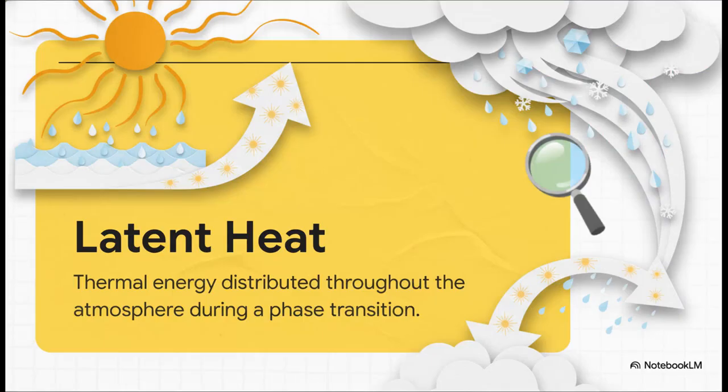Now here's where it gets really interesting. How do we actually label that energy? We call it latent heat. Latent heat is simply the thermal energy distributed throughout the atmosphere during a phase transition. You see, this entire hydrologic process is fundamentally about distributing energy. It's taking the sun's immense thermal energy, packing it directly into the water itself, and then allowing that water to act as a sort of invisible carrier, transporting all that energy high up into our skies.